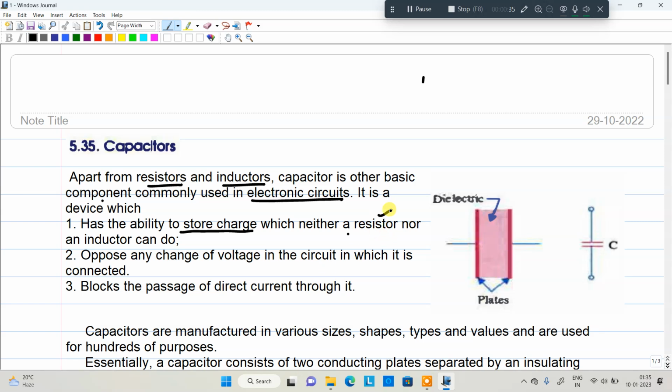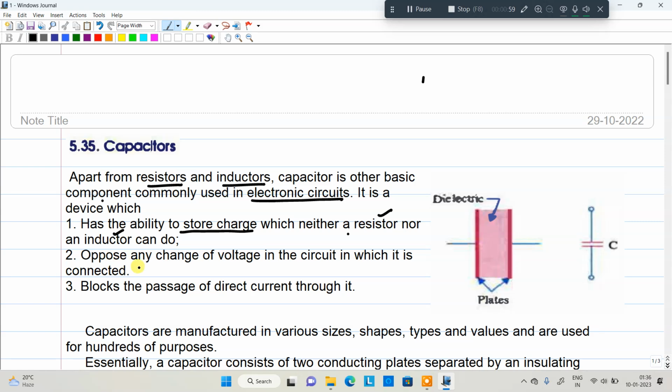But the resistor as well as the inductor cannot do that, because the resistor only consumes the energy, right? It dissipates the power. In case of the inductor, it stores the electricity in the form of a magnetic field and, due to self induction, it is released back. But only the capacitor can store the charge.